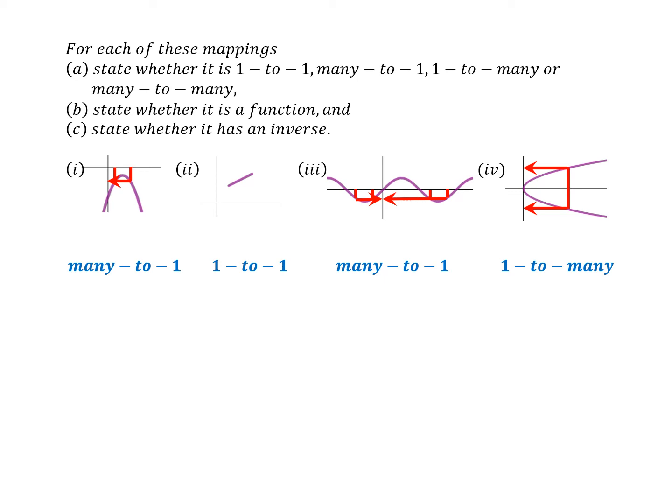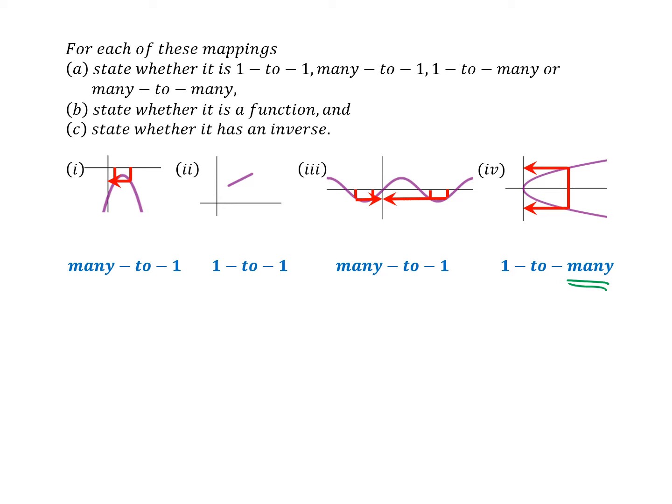Now we have to decide whether the graph could represent a function or not. Well, the only one that can't be a function is the fourth one, because this is mapping to many values of y. And so that can't be a function.